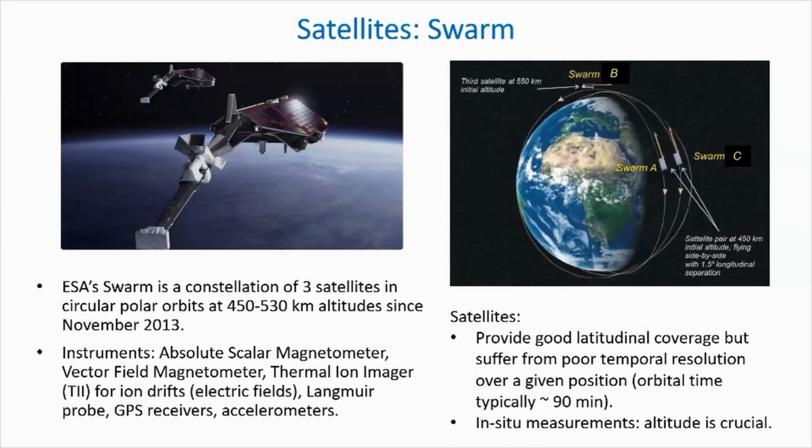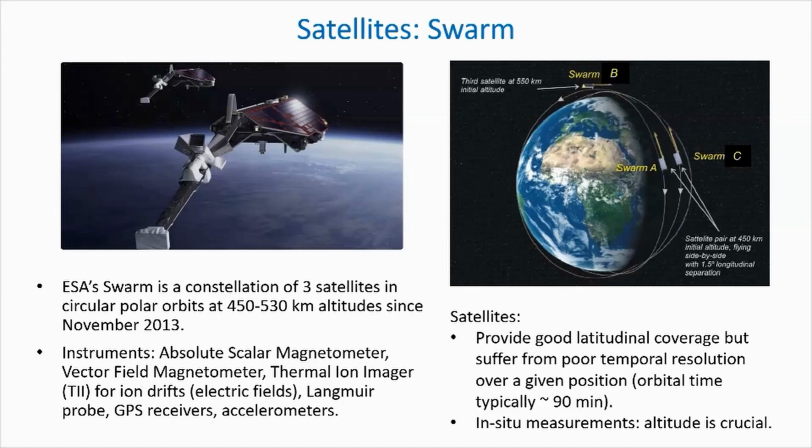You all obviously know quite well the Swarm satellites, but I still repeat some of the basics. So they are polar orbiting satellites between 400 to 500 kilometer altitudes. And they carry quite many kinds of instruments. And in our studies, we have utilized most of them. So there are these magnetometers. There is the thermal ion imager, which gives us the electric field. There are Langmuir probes. There are GPS receivers and accelerometers that can provide estimates of the neutral density.